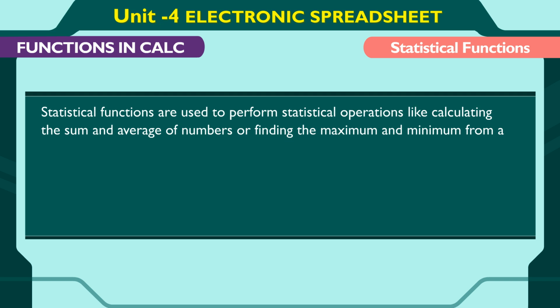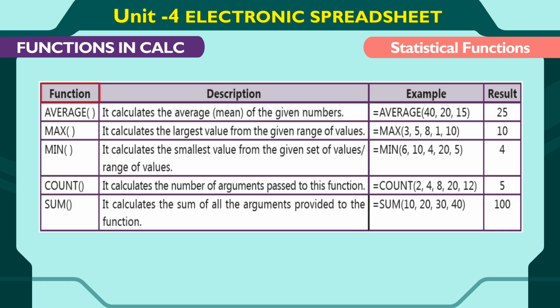finding the maximum and minimum from a set of numbers. Statistical functions in Calc are as follows. Function, description, example, result. AVERAGE. It calculates the average or mean of the given numbers. =AVERAGE(40, 20, 15, 25). MAX. It calculates the largest value from the given range of values. =MAX(3, 5, 8, 1, 10).